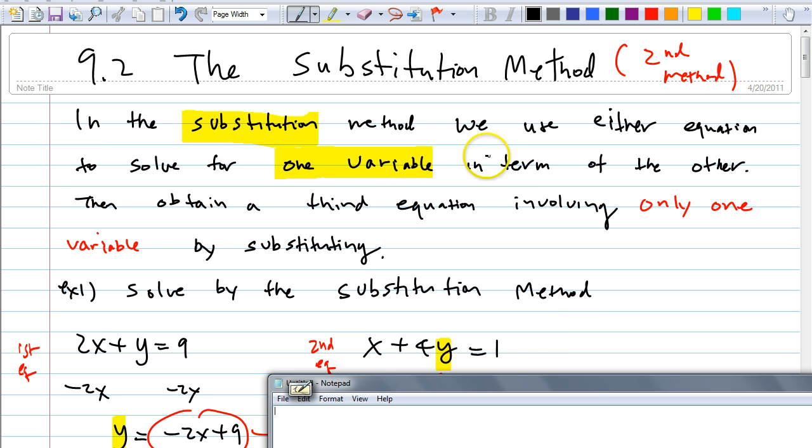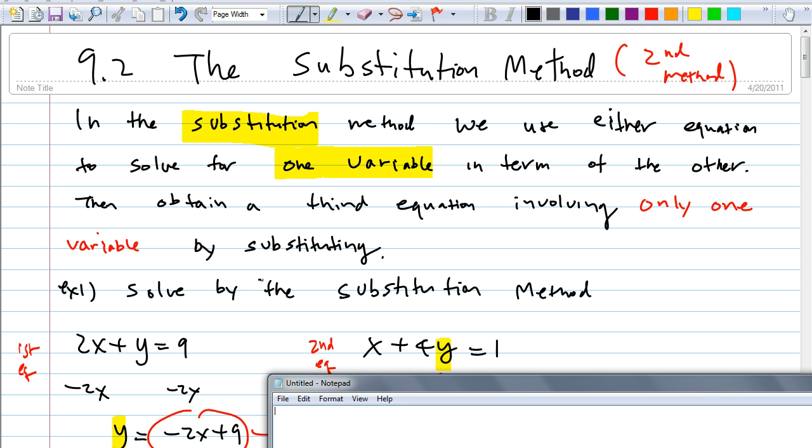So that's what this first sentence is saying. In the substitution method, we use either equation, first one or the second one, to solve for one of the variables. So I chose the first one and I chose to solve for y. It's easier. And then, what does the second sentence mean? Then, obtain a third equation involving only one variable by substituting. What do you think that means? Colby, you have an idea? Oh, like you substitute what y is from the second equation to negative 2x plus 9.